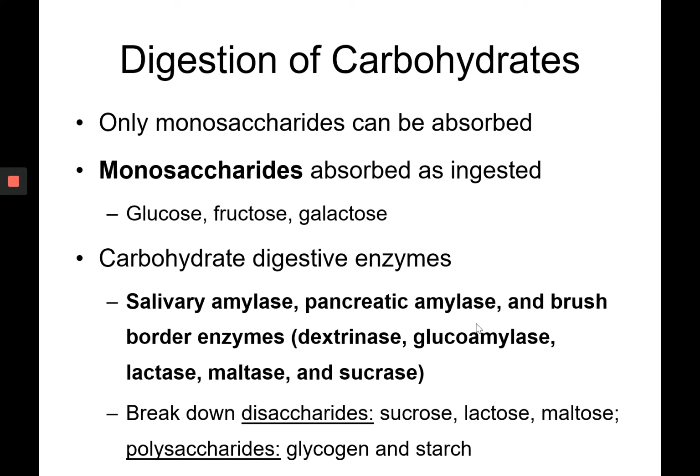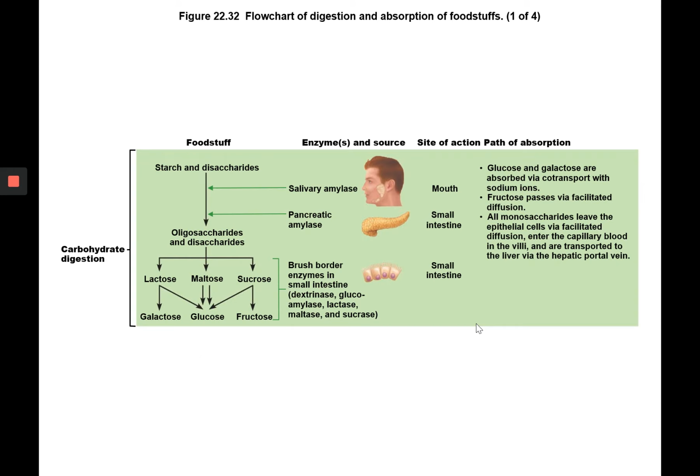Sucrose, lactose, and maltose are disaccharides, or double sugars, that have already been broken down from polysaccharides or even bigger sugars. So the process of carbohydrate breakdown will break down large polymers, or polysaccharides, into disaccharides and then finally monosaccharides. I highly recommend these study images.